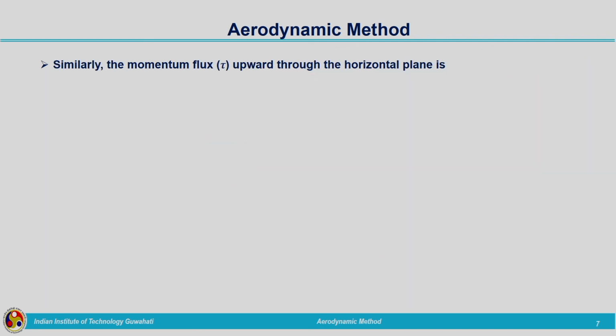In the similar way, momentum flux tau upward through the horizontal plane can also be written, the process is same, that is the convection process. So, you compare these two expressions, one is related to vapor flux, mass transport, and the other one is related to momentum flux. Here tau is equal to rho a km du by dz.